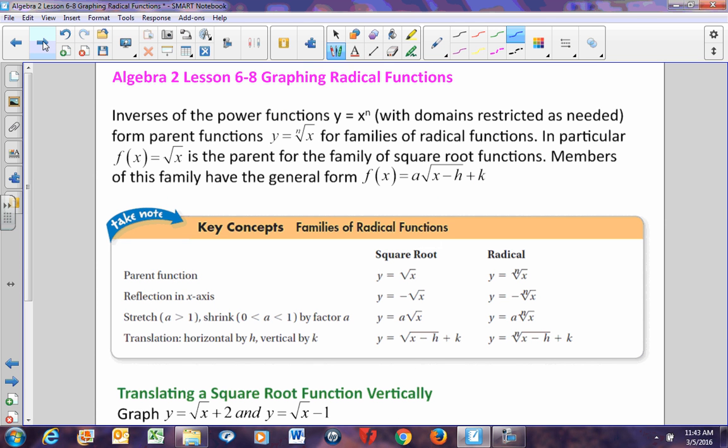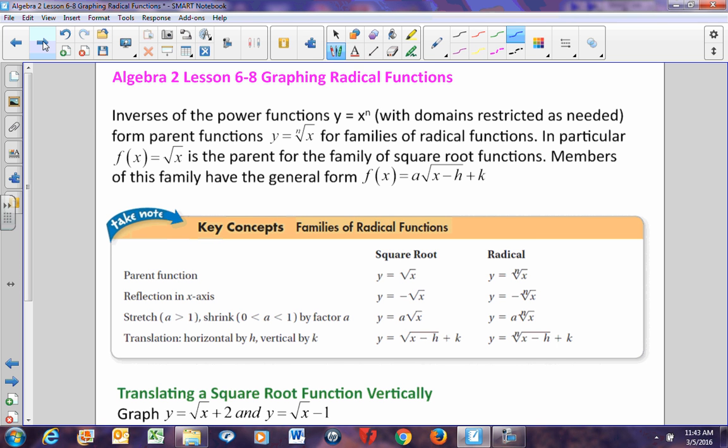So, inverses of the power functions y equals x to the n, with domains restricted as needed, form what we call parent functions of y equals the nth root of x for families of radical functions. In particular, f of x equals the square root of x is the parent function for the family of square root functions. Members of this family have a general form, just like the other general forms that we've had: f of x equals a times the square root of x minus h, plus k. Instead of having parentheses now, you have square roots instead.